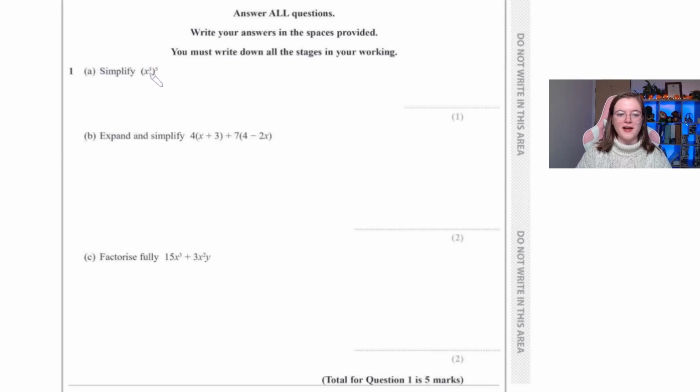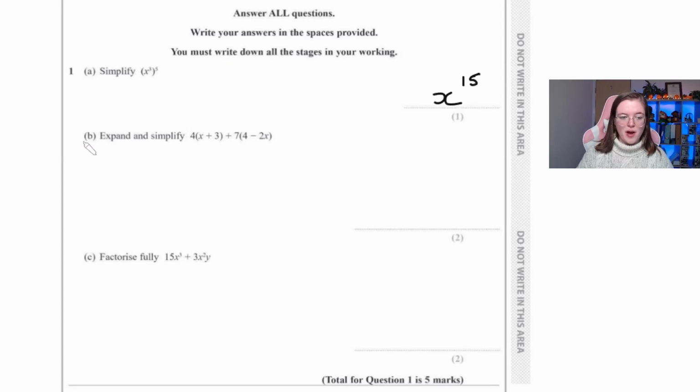Question 1a, simplify x cubed all to the power of 5. Now that is a rules of indices question. If you have a power of a power, so this 3 is to the power of 5, you times them together. It's going to be x to the power of 15.